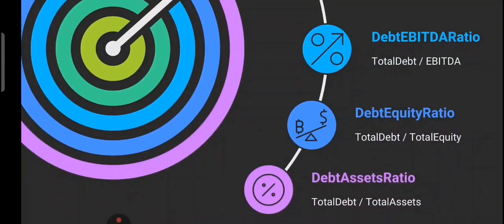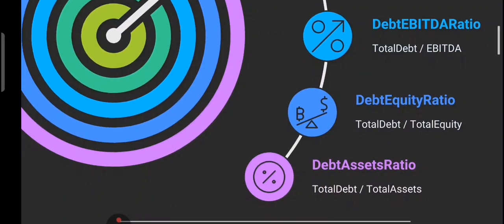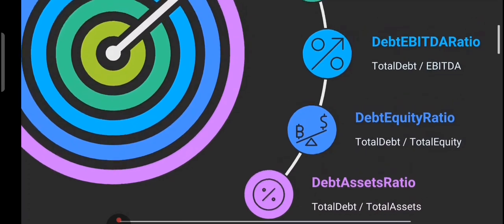Then we have debt equity ratio. As the name itself suggests, it compares debt and owners' equity. So if the debt portion is higher, it means risk is more. Then we have debt to asset ratio. This ratio tells us how much portion of the company's asset is funded by debt, right? Again, the lower the ratio, the better it is, right?